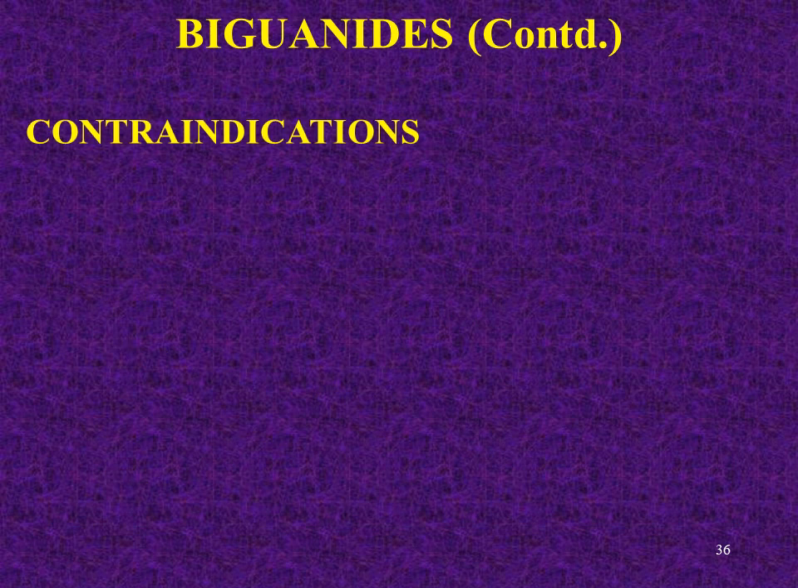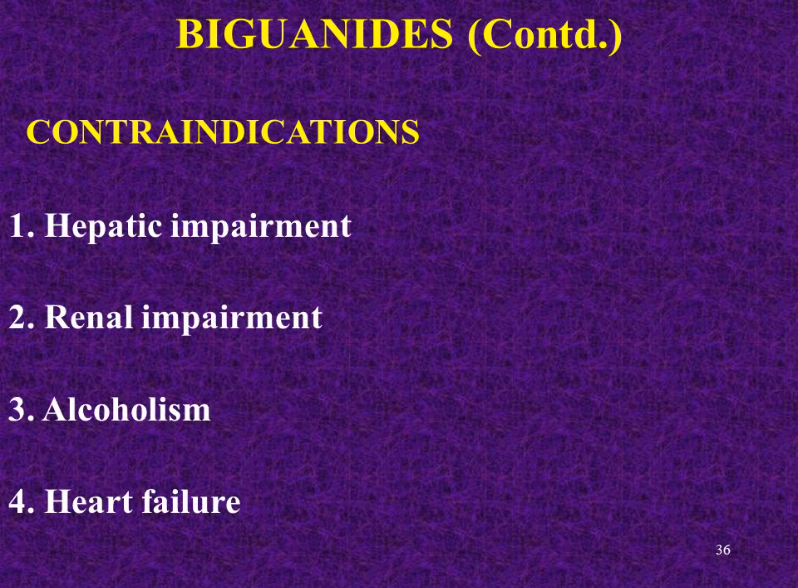Contraindication means in which patients we don't have to prescribe biguanides. Number one, those who have hepatic impairment because the main site of action of biguanides is in the liver. As you just saw, it inhibits gluconeogenesis. Renal impairment because its excretion is through the kidney. Alcoholism and heart failure. All these compromise conditions which may lead to lactic acidosis because they create hypoxic conditions. So that is why you have to be very careful while prescribing biguanides. So these are few contraindications to its use.